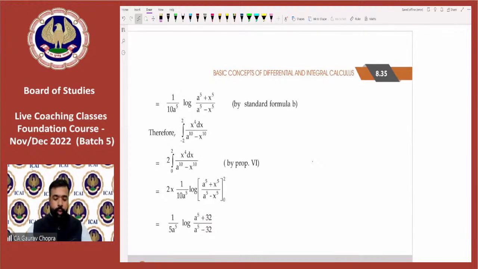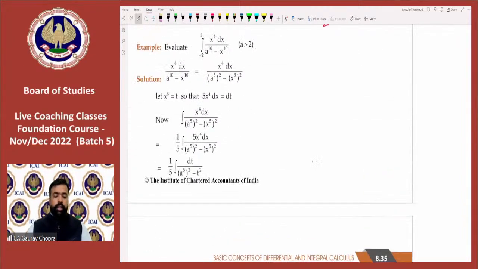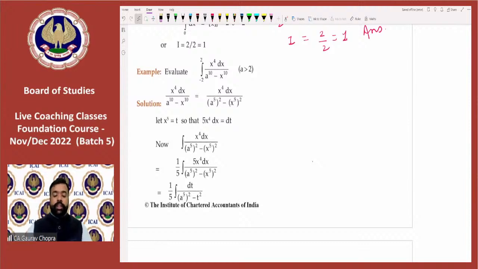Now the next one. This is also a bit of a lengthy question. Evaluate x to the power of 4 dx divided by a to the power of 10 minus x to the power of 10. The question says that the value of a is greater than 2.